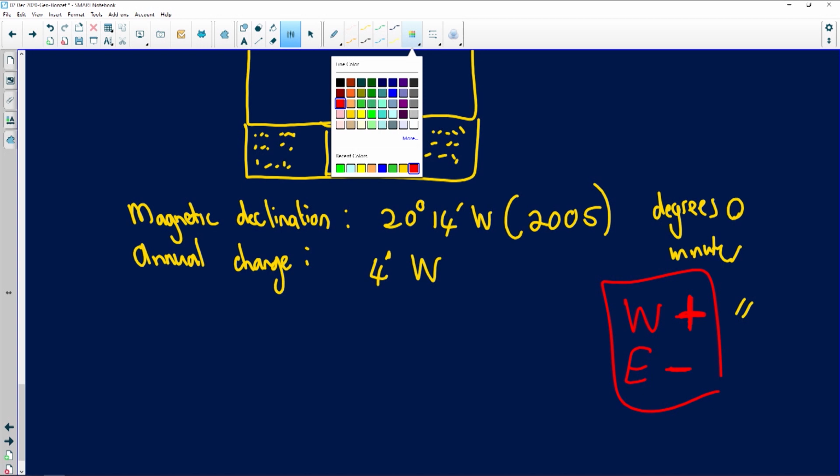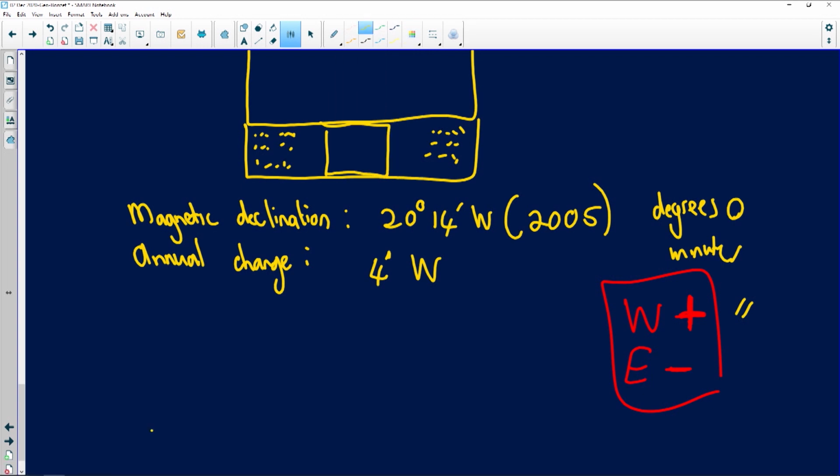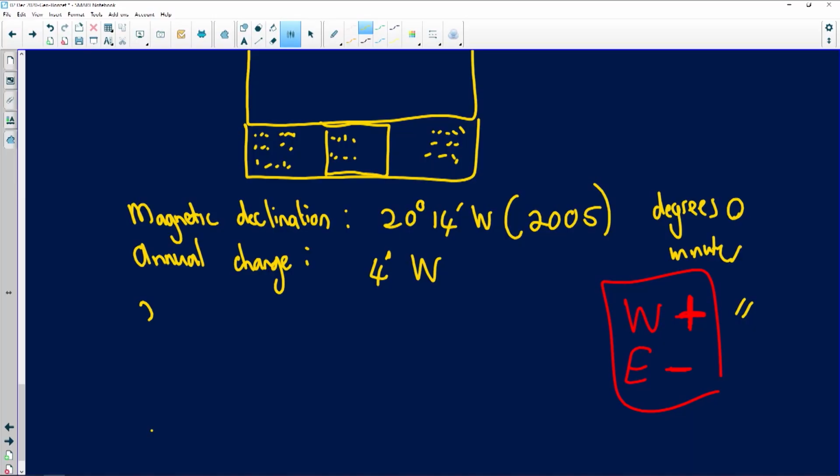So now the question states, calculate the present magnetic declination. You've got this information situated right there in your map. Magnetic declination is 20 degrees, 14 minutes west. The annual change is 4 minutes west. The map is drawn in 2005. We need to calculate the present magnetic declination. So, 2020 subtracting 2005 gives me 15.